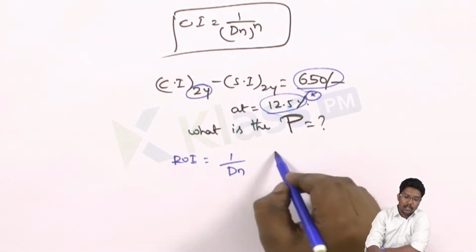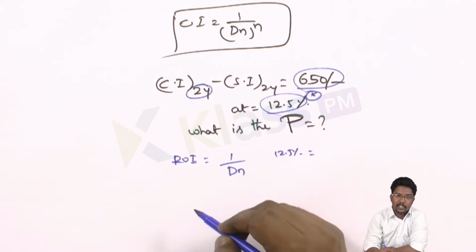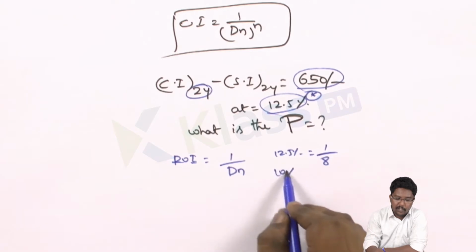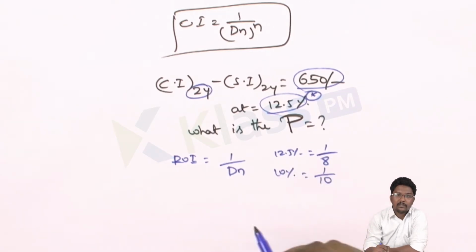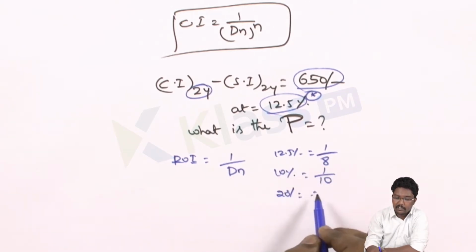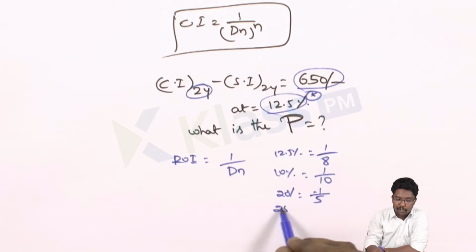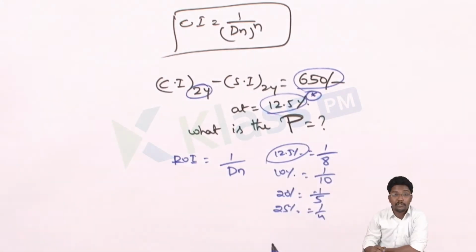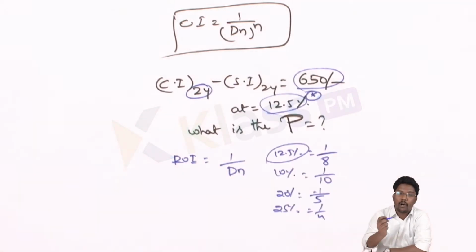What are the values? 12.5%. Here I can write it in fractions as 1 by 8. If the rate of interest is 10%, I can write 1 by 10. If it is 20%, I can write 1 by 5. If it is 25%, 1 by 4. If any rate of interest can be written in the form of 1 by denominator, then only this method is applicable. 1 by denominator power.